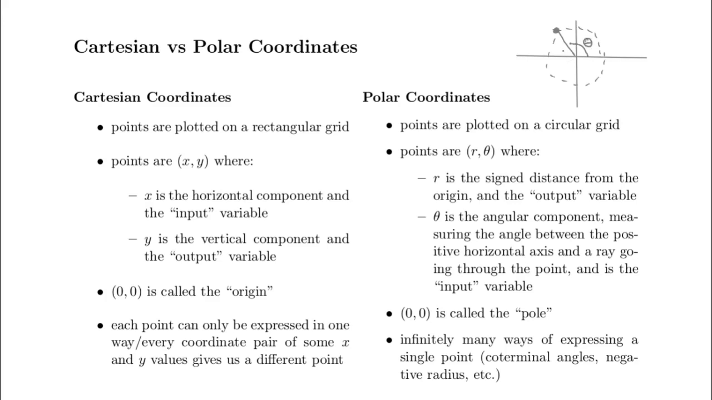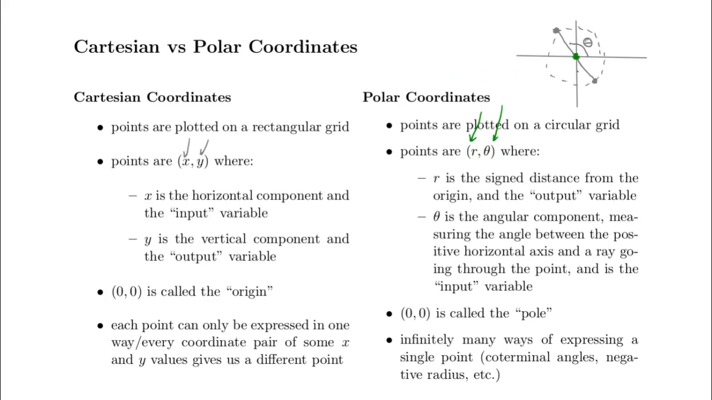Now, when we say that r is a signed distance, that means that we could have a negative value of r here. That would give us the same angle where we shoot backwards through the origin. So that means things can get a little bit tricky. Again, we have a signed distance from the origin and an angular component. What we'll also notice is that inputs and outputs are kind of switched. Over here, x is the input and y is the output. And with our polar coordinates, theta is the input and r is the output. So we list it in opposite order, output, comma, input, for whatever reason.